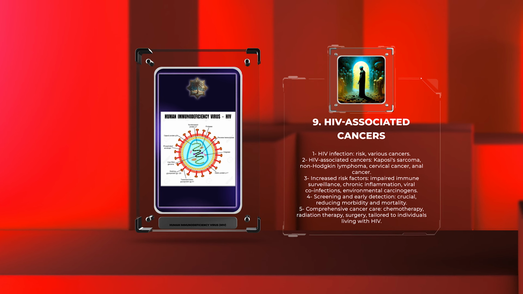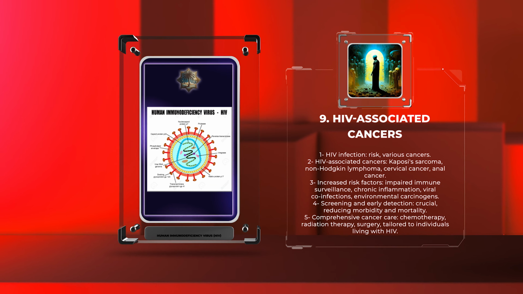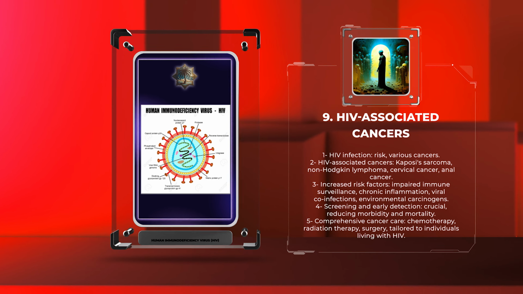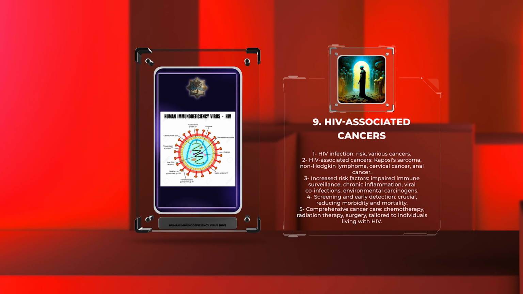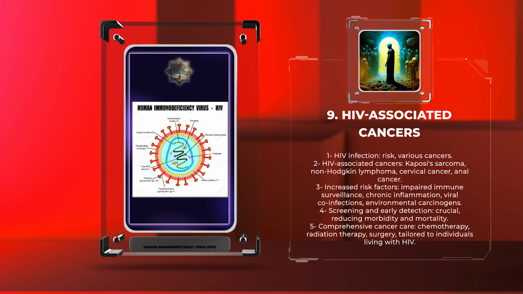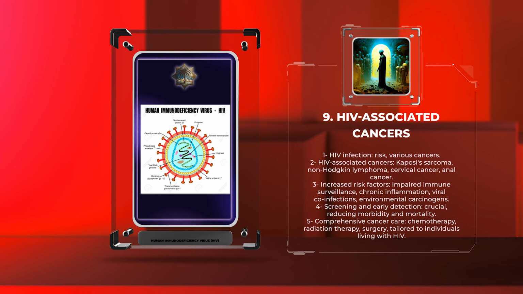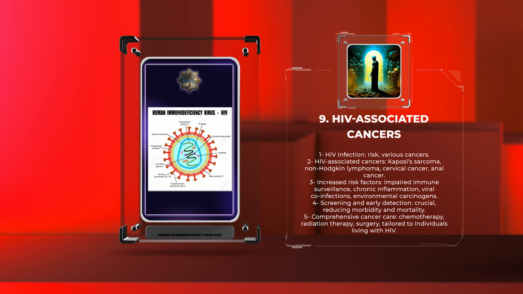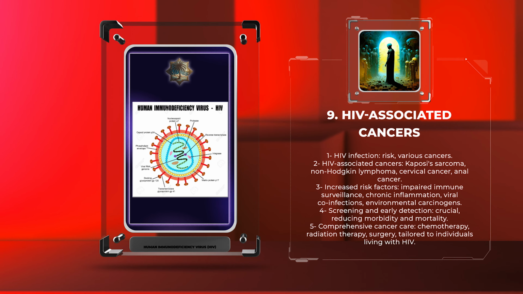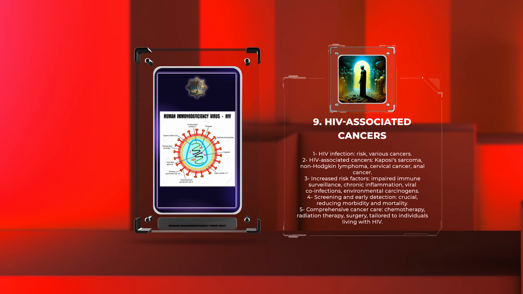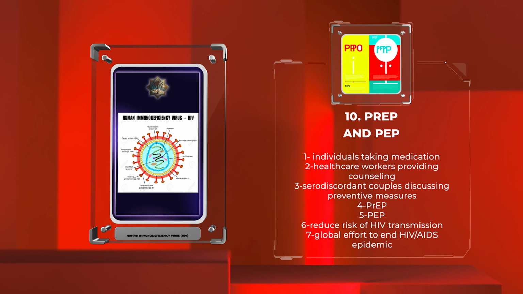HIV-associated cancers encompass a broad spectrum of malignancies, including Kaposi's sarcoma, non-Hodgkin lymphoma, cervical cancer, and anal cancer. These cancers occur at higher rates among HIV-infected individuals compared to the general population. The reasons behind this increased risk are multifactorial and include impaired immune surveillance, chronic inflammation, oncogenic viral co-infections, such as human papillomavirus and Epstein-Barr virus, and exposure to environmental carcinogens. Screening and early detection play crucial roles in reducing the morbidity and mortality associated with HIV-associated cancers. Comprehensive cancer care, which includes chemotherapy, radiation therapy, and surgery, must be tailored to the specific needs of individuals living with HIV.